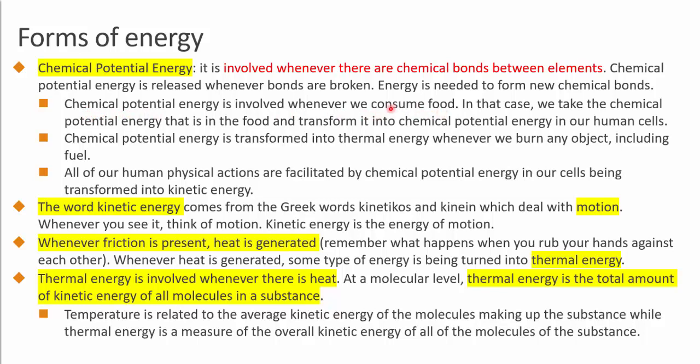Because what's food? It's matter that's held together by chemical bonds. So when we consume it, we break those bonds. So we take the chemical potential energy that is in the food and transform it into other chemical energy in our human cells. Chemical potential energy is transformed into thermal energy whenever we burn an object, for example, fuel. All of our human physical actions are facilitated by chemical potential energy in our cells being transformed into kinetic energy.